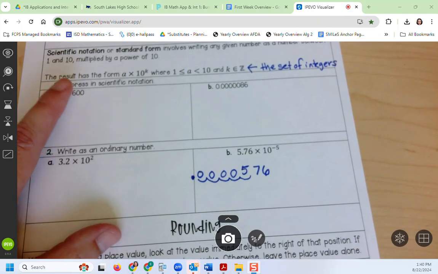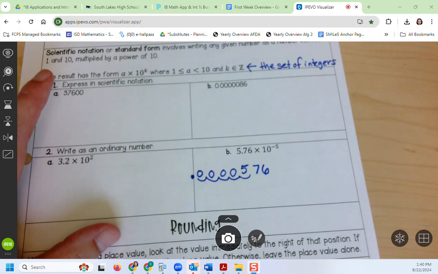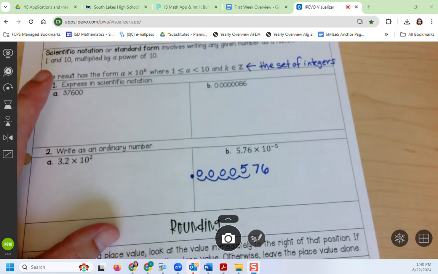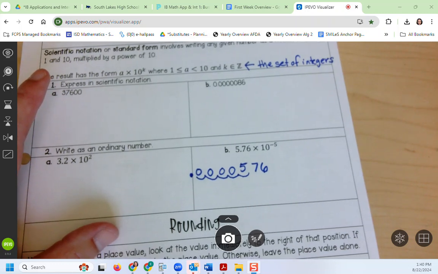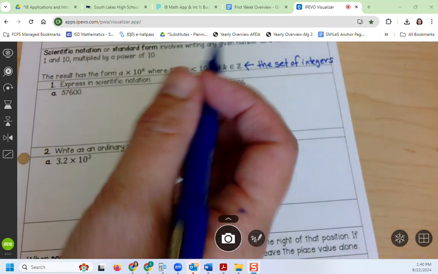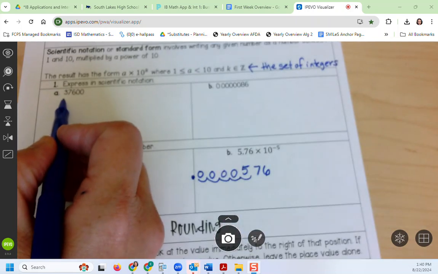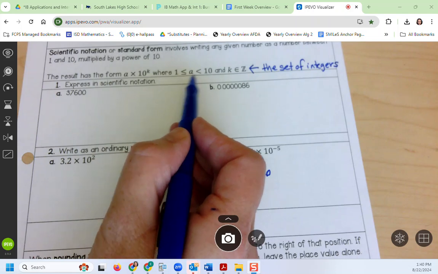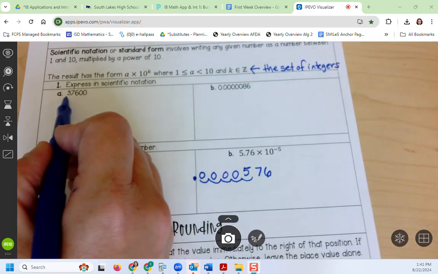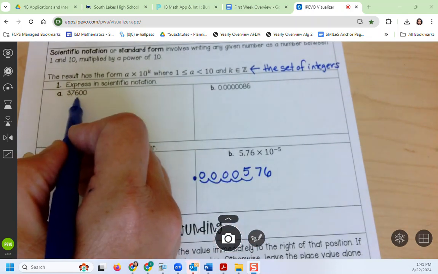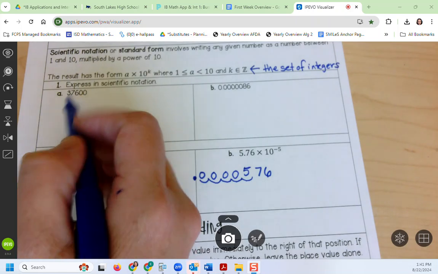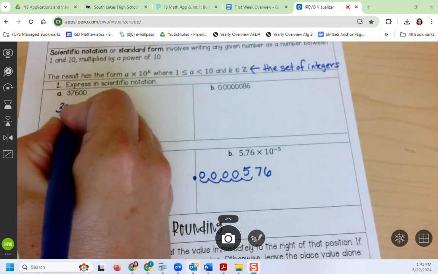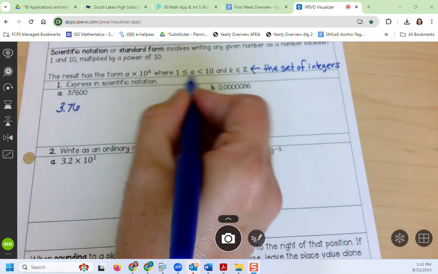A lot of you chose correctly. Does anybody want to explain how? All right. The reason I gave was this number that comes first has to be between 1 and 10, right? Greater than or equal to 1 and less than 10. So 376 is too big. 37.6 is too big. 3.76 is between 1 and 10.